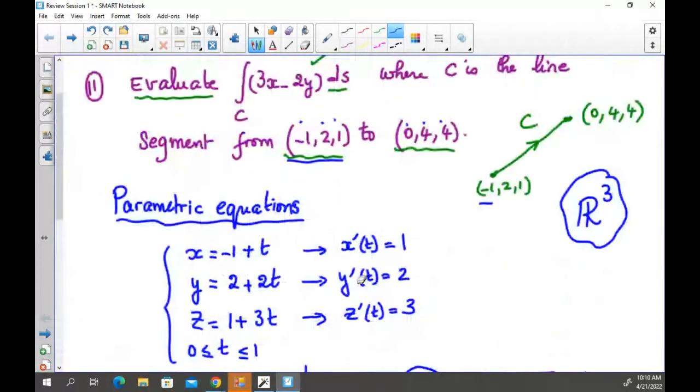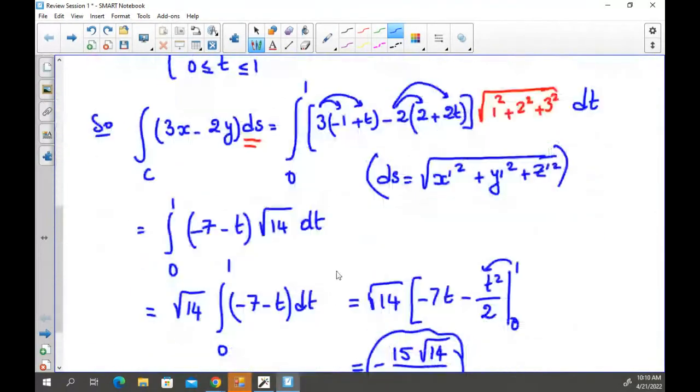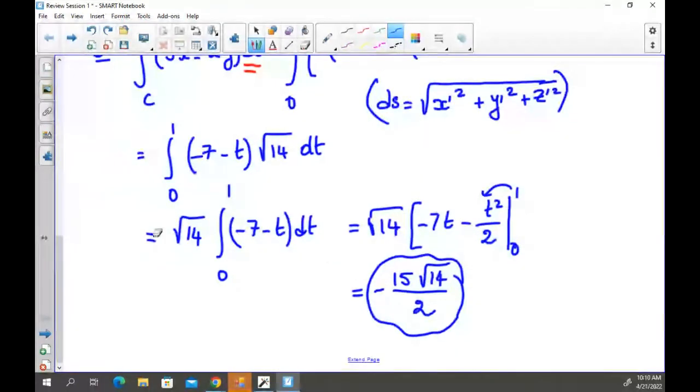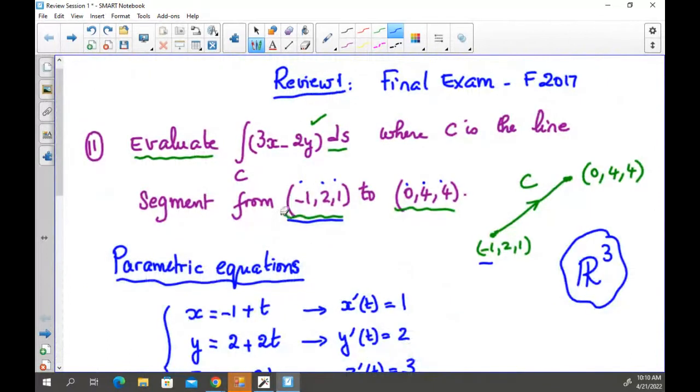So again, let me repeat. You are going definitely to see a question like this in the final. So you really need to make sure you know how to do this. Any question before I move on from this? Did you understand the process here?